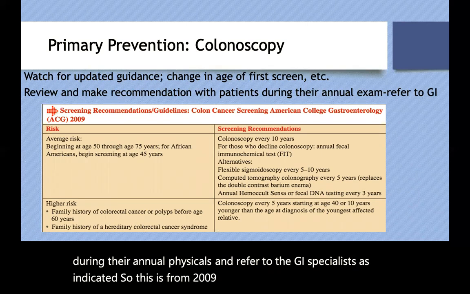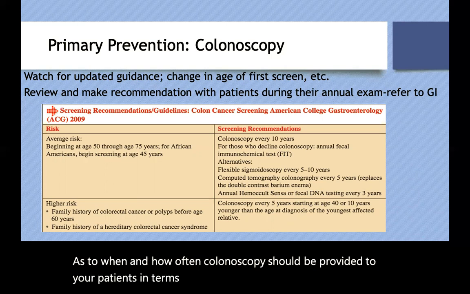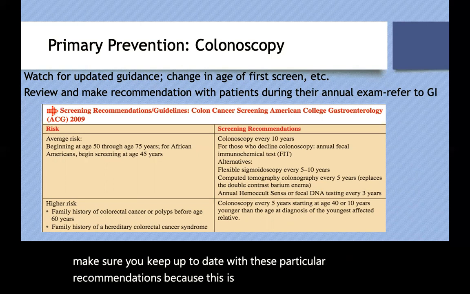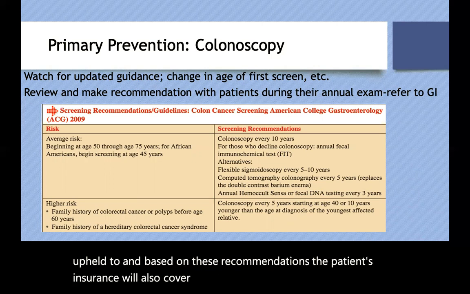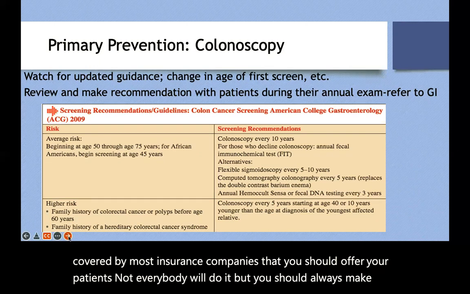Remember that the US Task Force sets out these guidelines as to when and how often colonoscopy should be provided to your patients in terms of screening recommendations. You want to make sure you keep up to date with these particular recommendations because this is the standard of care that we are held to. And based on these recommendations, the patient's insurance will also cover this. So it's a great screening tool that is covered by most insurance companies that you should offer your patients. Not everybody will do it, but you should always make them aware that it is available.